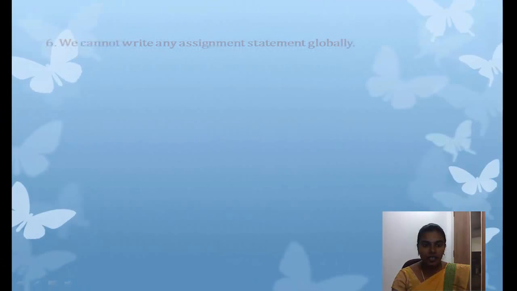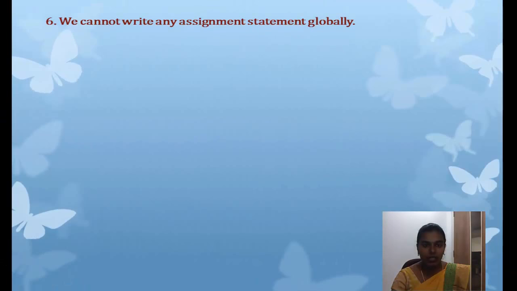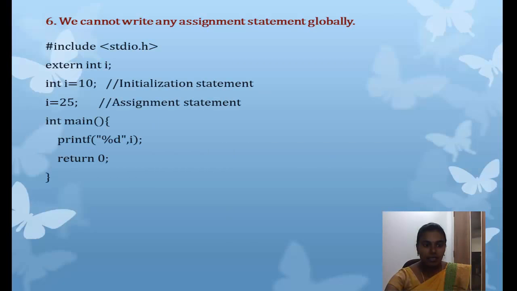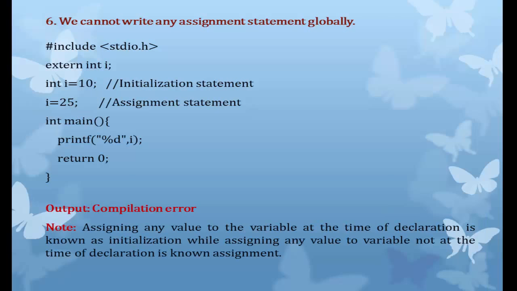We cannot write any assignment statement globally. Here, the variable i has been declared with the extern keyword globally and the value 10 has been initialized globally to an integer variable i, and this assignment statement i equal to 25 will end up with a compile time error because the assignment should not be done globally. It can be done only locally.